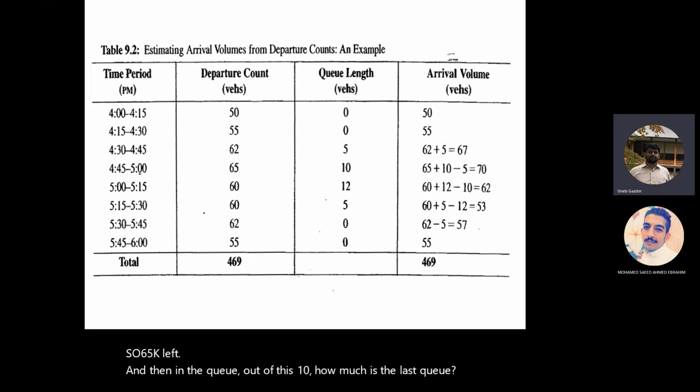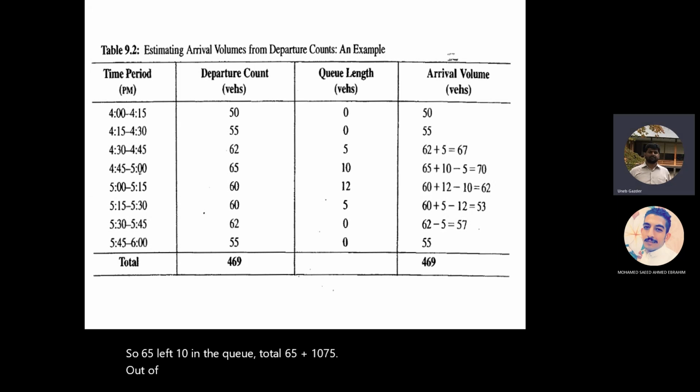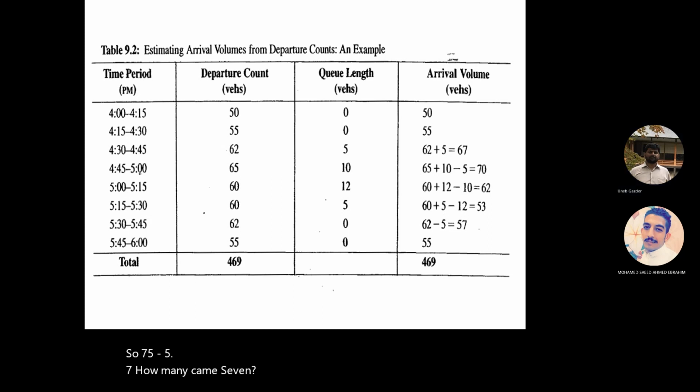So 65 left, 10 in the queue. Total 65 plus 10, 75. Out of 75, how many are previous? 5. So 75 minus 5, 70. How many came? 70. Right?